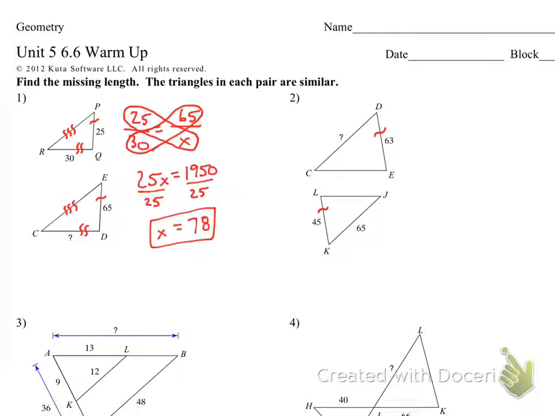So this is one where it's easy to make a mistake because a lot of people will just naturally do the DE and the KJ and pick the wrong sides. So our question mark corresponds to what? To the 65. And then I know that this one's probably the medium length side right here. But let's just set up our proportion. Let's set it up where we compare the corresponding sides.